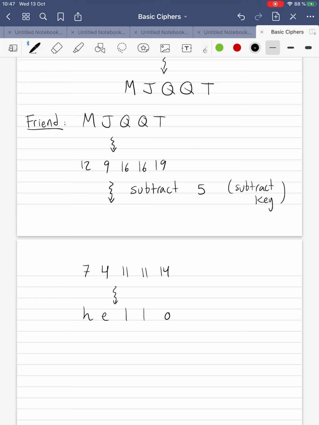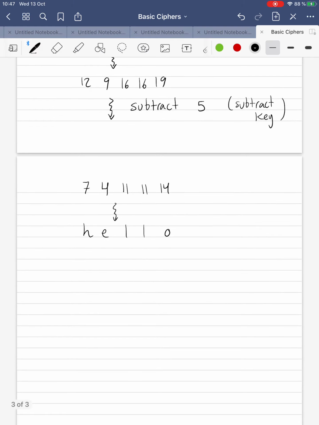And history says that Caesar used this cipher to send messages when he was at war. So he'd tell his troops what to do, but using a Caesar cipher so that the enemy wouldn't know what he was saying. Okay. All right, let's see one that's a little bit more complicated, but it's the same principle.